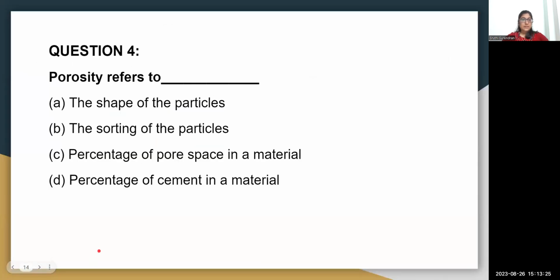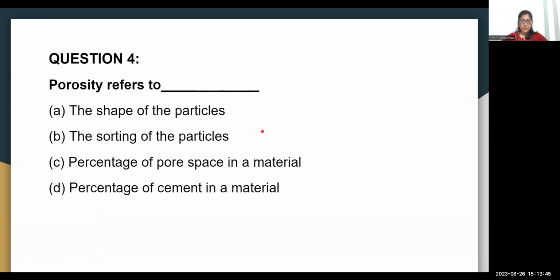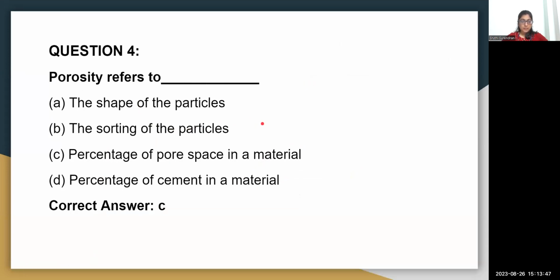Now, next question. What does porosity refer to? Is it the shape of the particles, sorting of the particles, percentage of pore spaces in a material, or the percentage of cement in a material? Right, Danish? It is the percentage of pore space in a material.